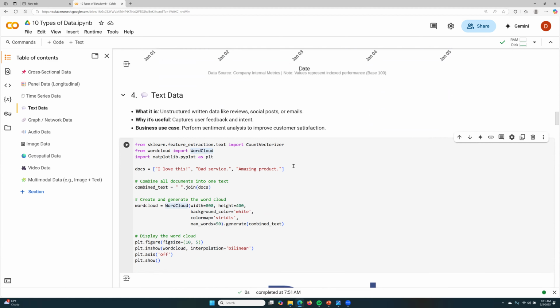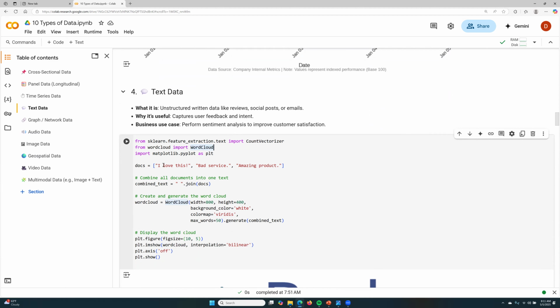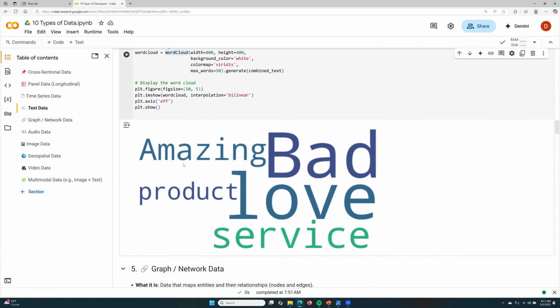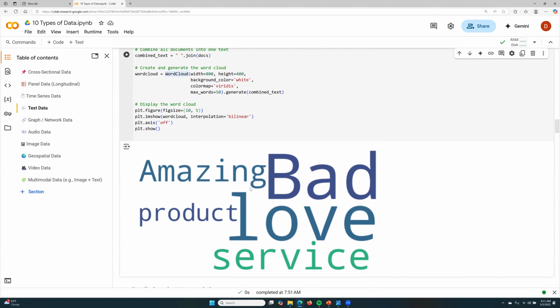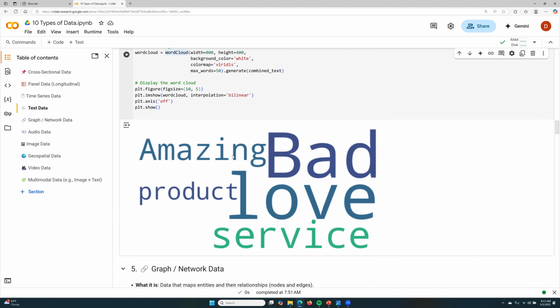So if we see this list basically containing a bunch of words, like "I love this," "bad service," and "amazing product," we could put it in a word cloud, and this will give us some type of sentiment as to how the product is being perceived by customers. And of course, if you go to a product on Amazon, you see multiple reviews, and we'd have to aggregate them and count how many times it's positive versus negative and whatnot.